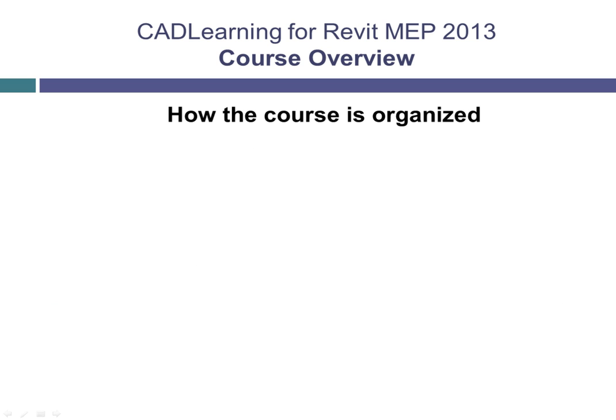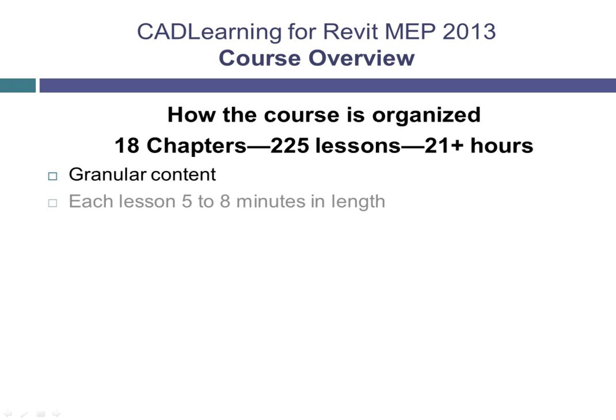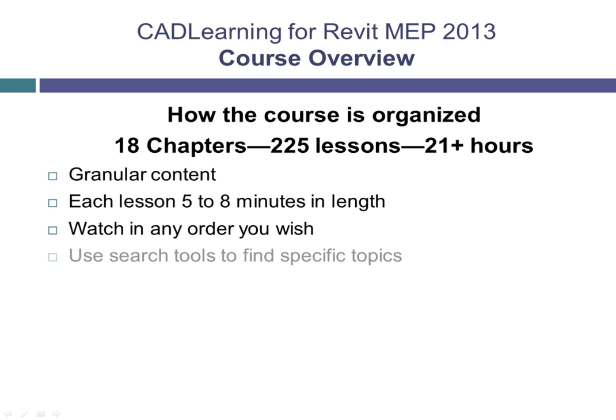We've divided the course into 18 logical chapters that you can watch in sequence, with 225 lessons totaling over 21 hours of in-depth training. Of course, you can also watch lessons in any order you wish. The course content is very granular. Each lesson is approximately 5 to 8 minutes in length, and can be reordered so that you can watch them at any time and in any sequence that you want. You can also use the course search tools to find individual lessons on specific topics that you're interested in.